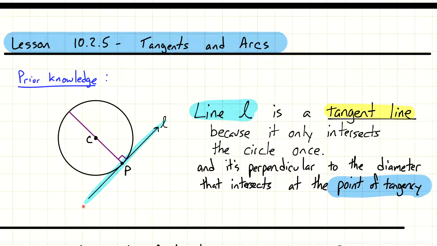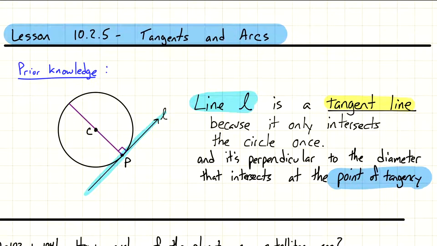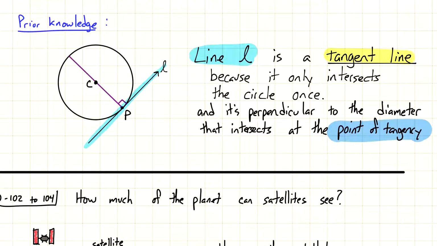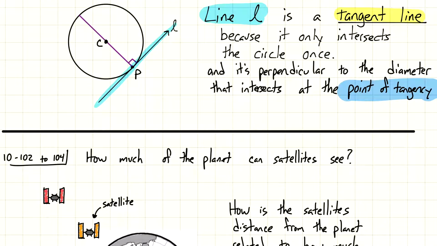So just knowing that the tangent line is going to give us that 90-degree angle is huge in us setting up more complicated problems. All right, so that's just something to remind you of. If you didn't have that from previous notes, you might want to copy that down. Otherwise, we could go into the next problem.